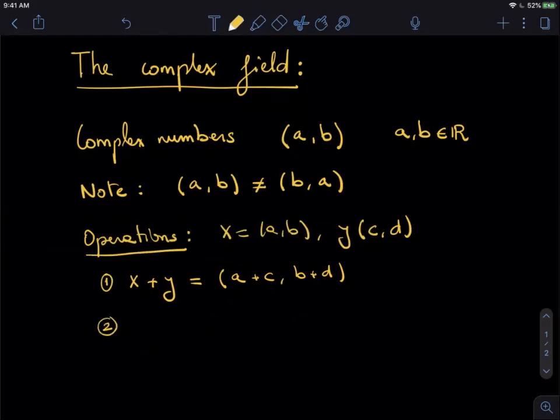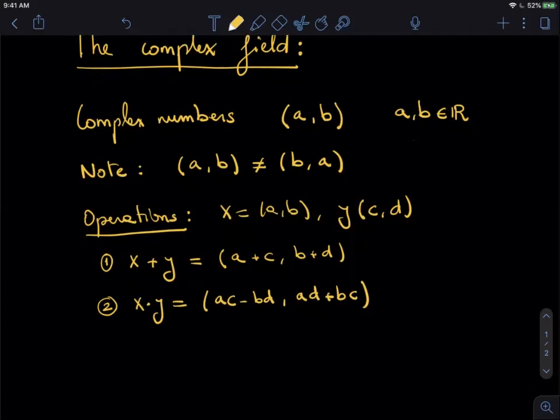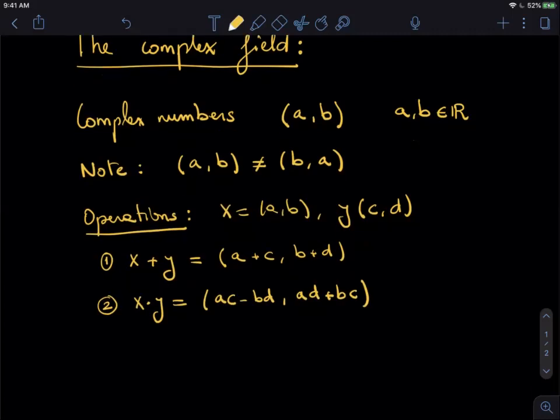And then the second one, the product. This we define as (ac minus bd, ad plus bc). Okay, so this is how they are defined.